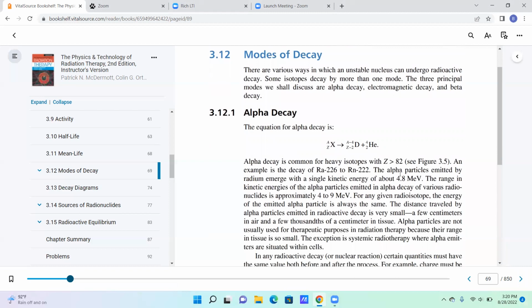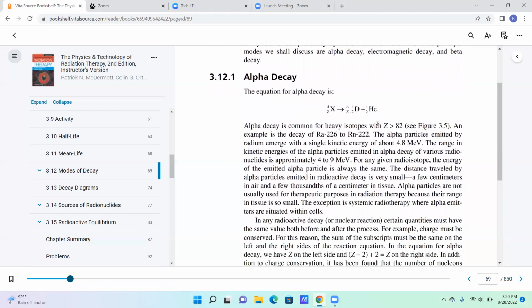So what sort of modes of decay do we have here? Well, we have alpha decay. The equation for that is you've got your parent, and then you've got the daughter nucleus, which is left over. It's now missing 4 nucleons. It's missing 2 protons and 2 neutrons, which are carried away with a helium nucleus. This is common for heavy isotopes. An example is radium-226 going to radon-222. The alpha particles emitted in the radium decay have a single kinetic energy of about 4.8 MeV.